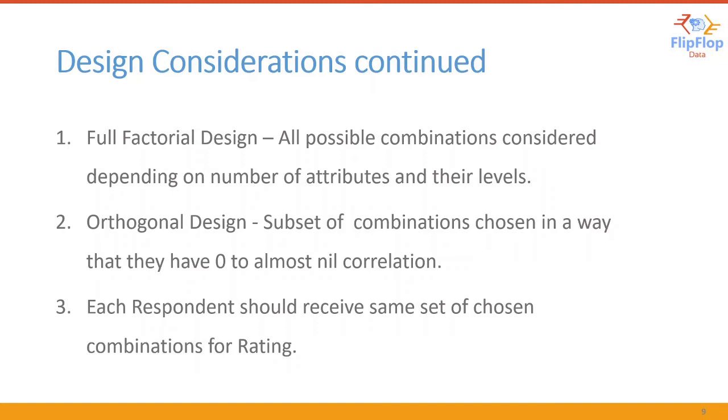But one important thing to look at is that while choosing the subsets, the subsets chosen should have an orthogonal design. This means that the chosen variables should not be correlated with each other, and they should have zero to almost nil multicollinearity. So further I will show you how we can implement this method to find out consumer preferences.